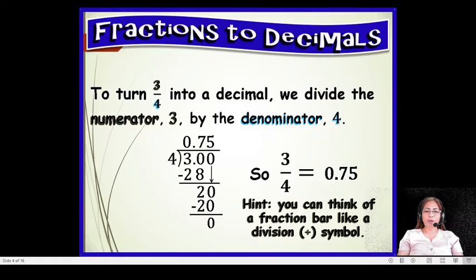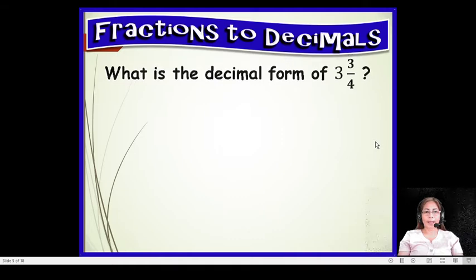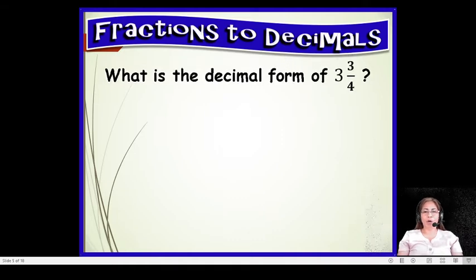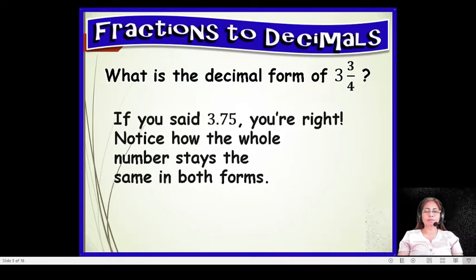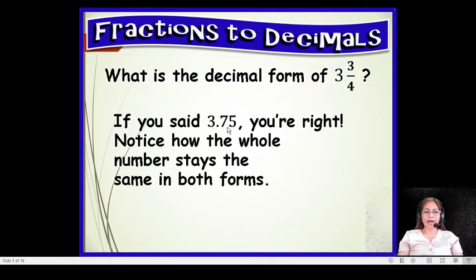You can think of a fraction bar like a division symbol. What is the decimal form of 3 and 3/4? Remember, we discussed that 3/4 is equal to 75 hundredths. And so, if you said 3 and 75 hundredths, then you're right.